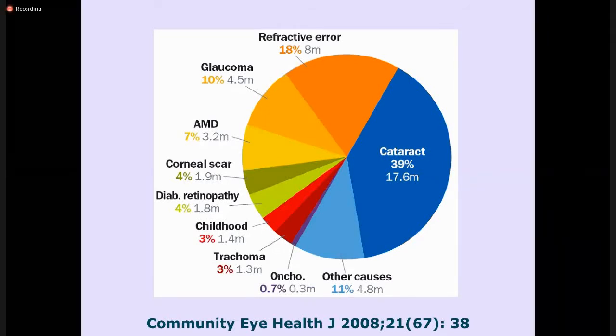So these are some of the causes of blindness. Cataract around 39%. Then refractive errors like myopia, hypermetropia. These are all causes of visual loss, decreased vision. Remember cataract, refractive errors, glaucoma. AMD is age-related macular degeneration, which happens in the senile population. Corneal scar, diabetic retinopathy, which is very rampant all over the world. Then there are childhood causes, trachoma, onchocerciasis.